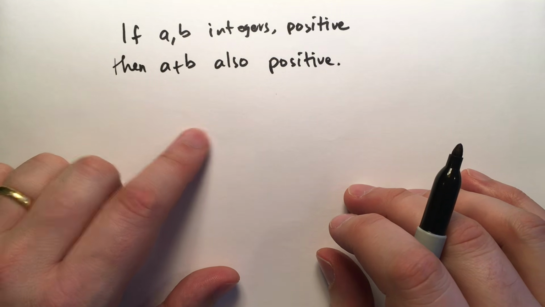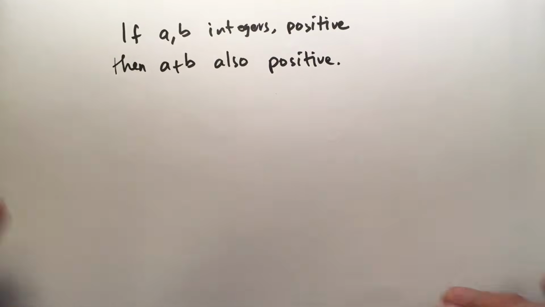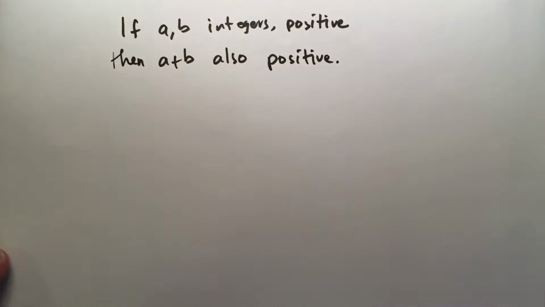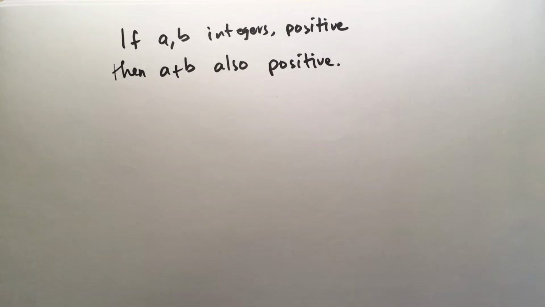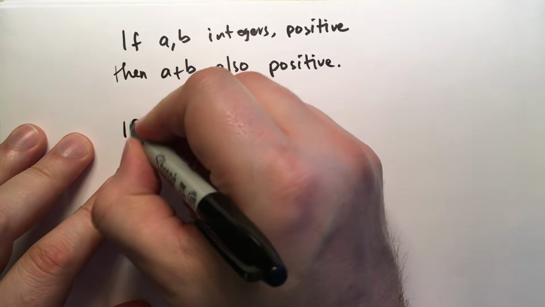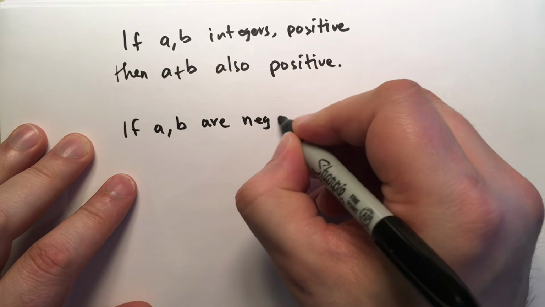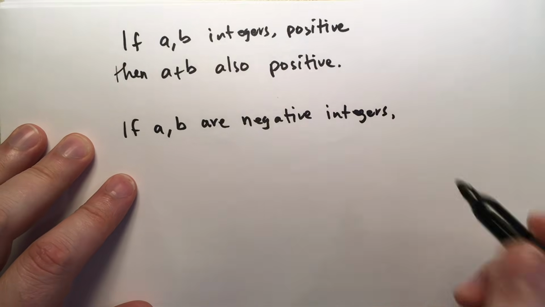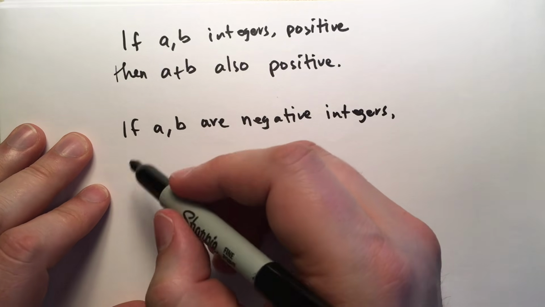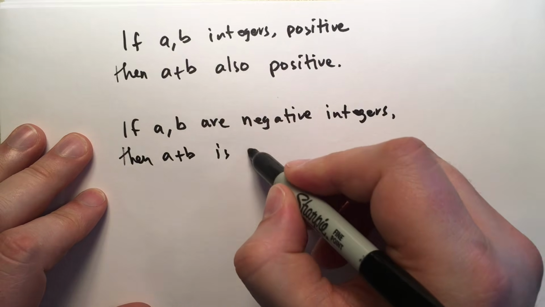Okay, we're not going to try to prove this. We're just going to assume it's true. Okay, when I say that word assume, it means we're going to pretend it's true, whether or not it's true. We're not going to try to prove it's true. We're just going to say it's true and move on with our lives. So if that's true, then what about if a and b are negative? Can we show that a plus b is also negative?